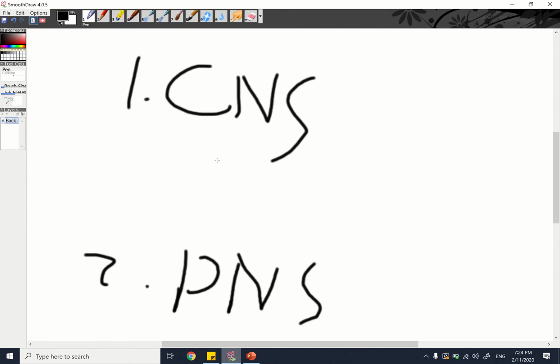The central nervous system includes your brain and the spinal cord. So your brain and the spinal cord. And you can literally draw it like this, just a brain and a spinal cord. That would be your central nervous system. That's all. Next, the peripheral system.